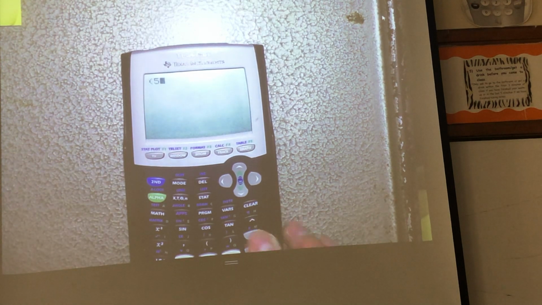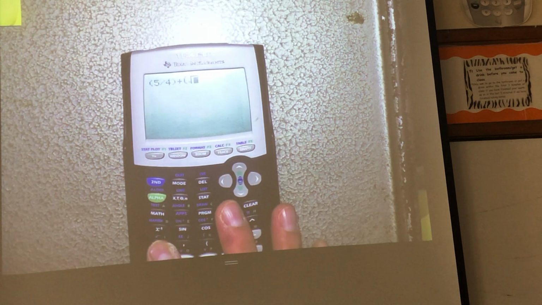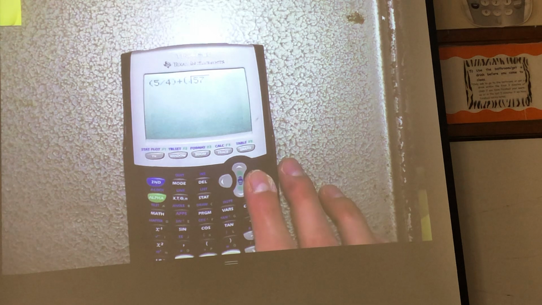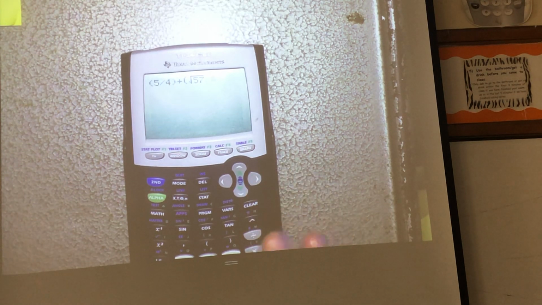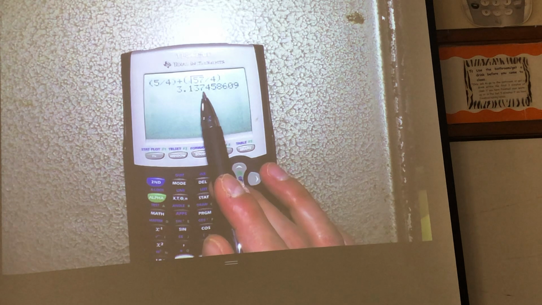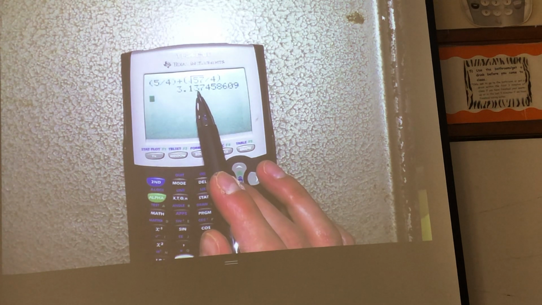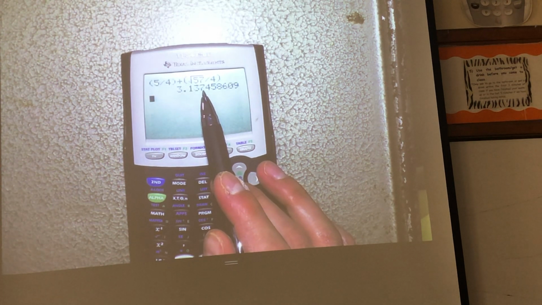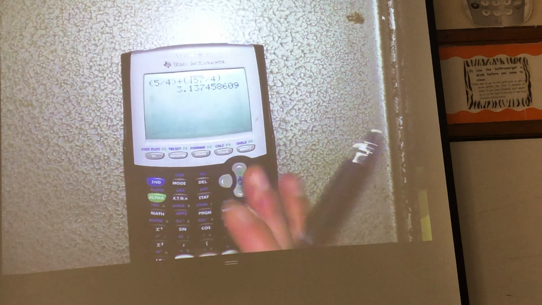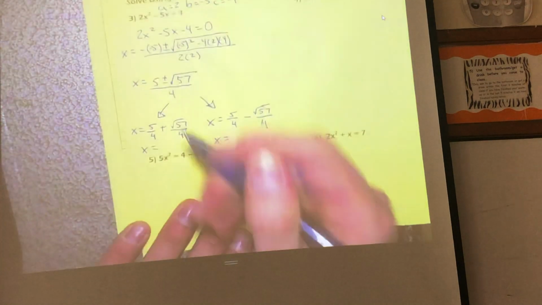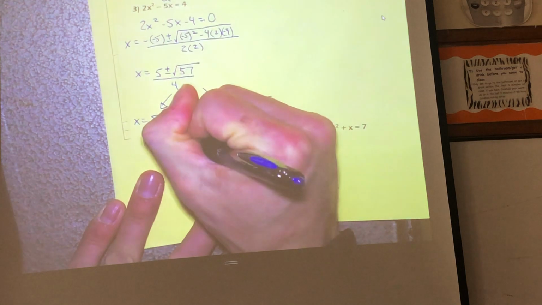Go to my calculator. Now we're using fractions, so we're going to make sure we use parentheses. We have 5 divided by 4, close parentheses, plus, I have radical 57. Make sure you arrow over. Notice how the 4 does not have a radical above it. Now we're rounding to the nearest hundredth. So the nearest hundredth is the second decimal place. There's a second decimal place. Because that's a 7, 5 or greater, this goes up to a 4. So here we have x is equal to 3.14.